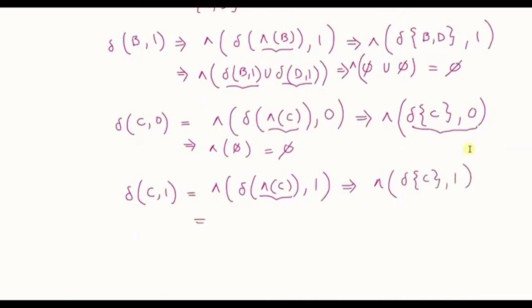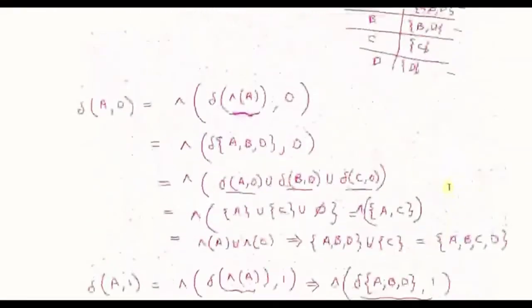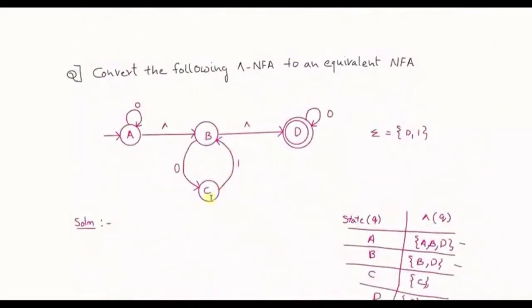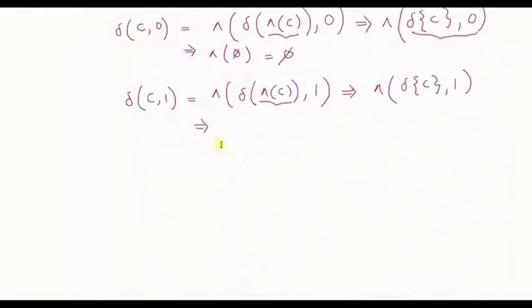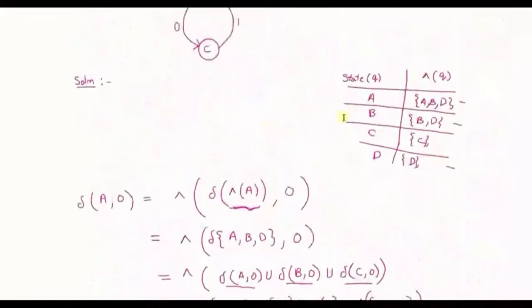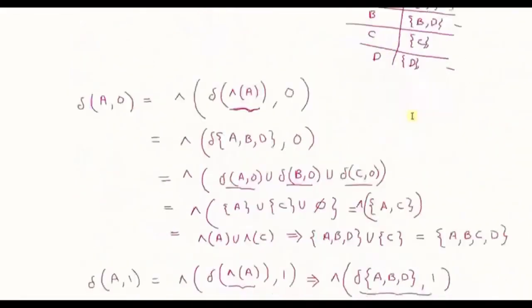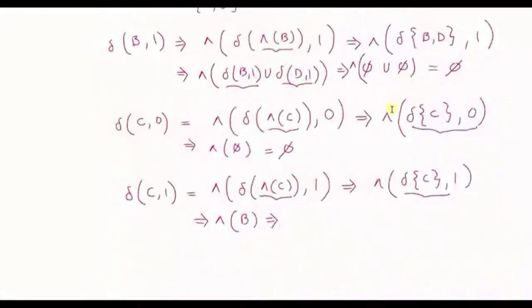Now what is transition of state C on 1? So from state C on reading 1 you go to B. So the answer to this is B. Okay. So the answer to this will be E closure of B. And what is E closure of state B? You can see the table here. E closure of B gives you BD. So this will be set B comma D.